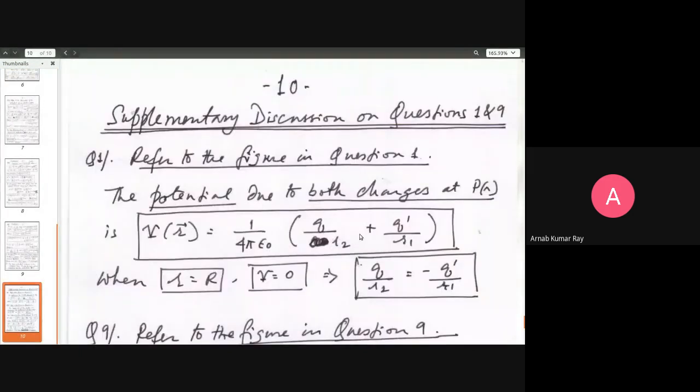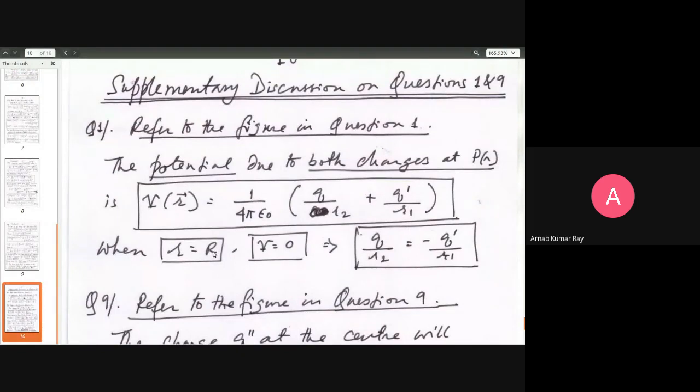So that's the potential function. But on the surface of the sphere, when the radial function is capital R, V will be equal to 0. So when V is equal to 0 on the sphere, this whole thing will be equal to 0. Q by R2 plus Q prime by R1 will be equal to 0. Therefore, you can write this thing.